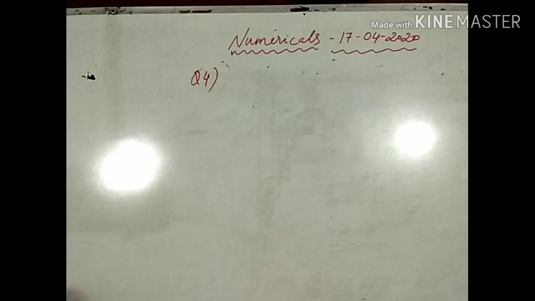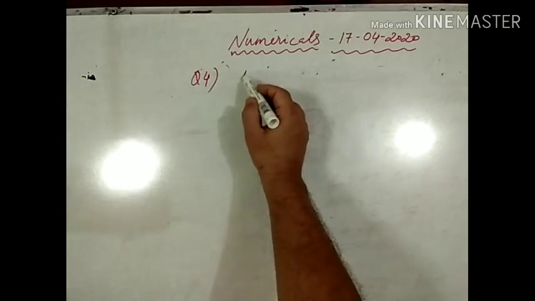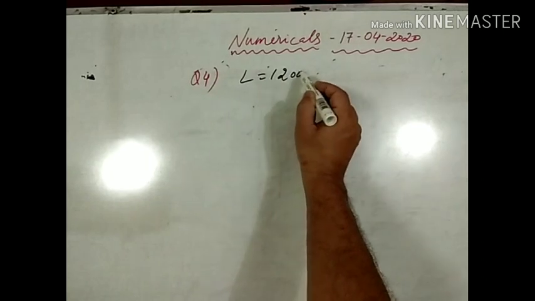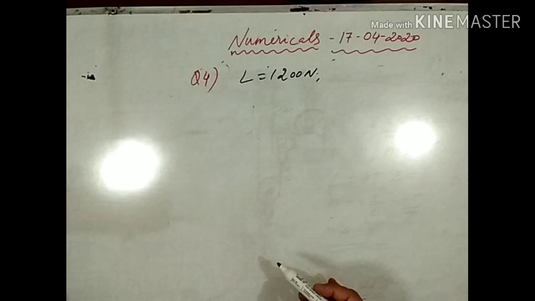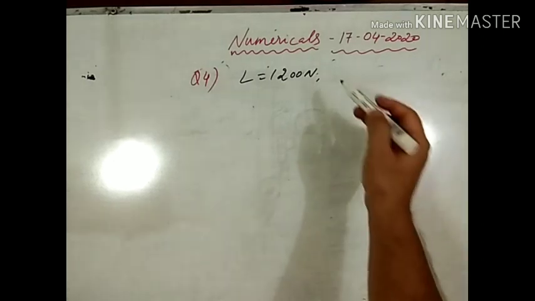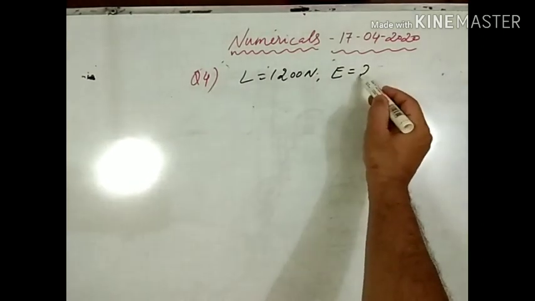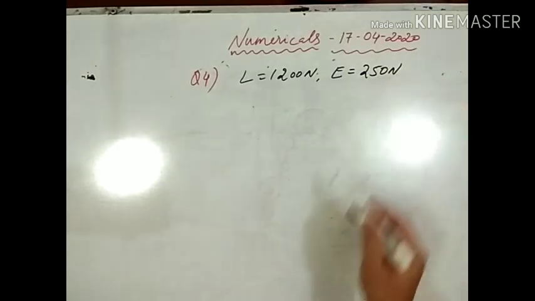Now, let us solve. At first, when you get a problem, read the problem very thoroughly and try to note down the values given there. What are the values given there? A pulley system can lift a load of 1200 Newton. A load of 1200 Newton is given by an effort of 250 Newton. Effort is equal to 250 Newton.